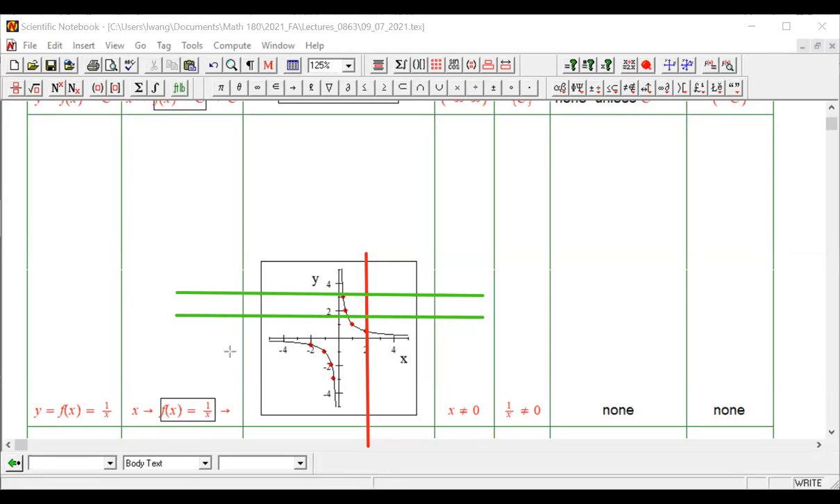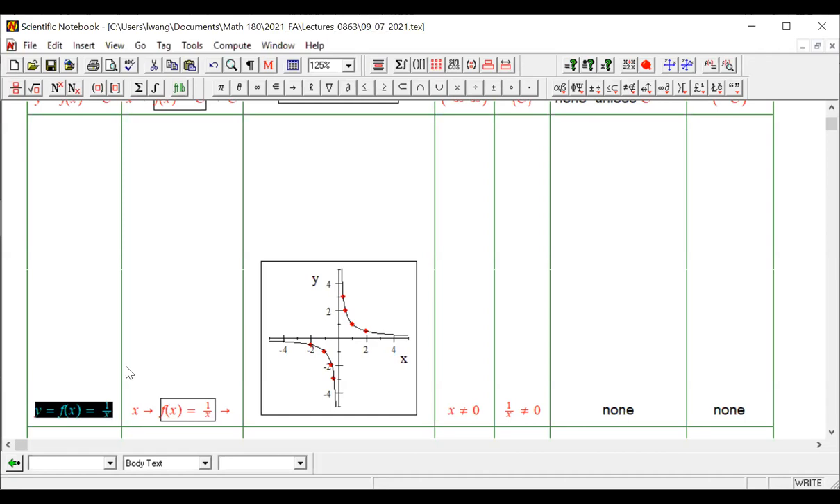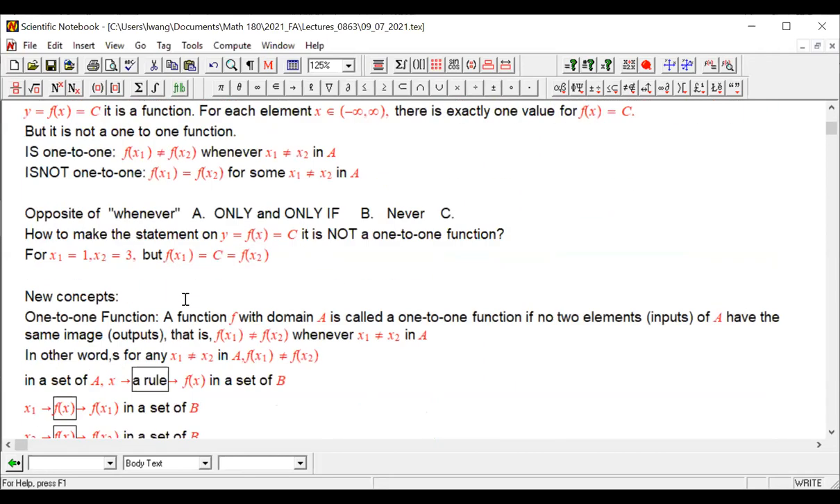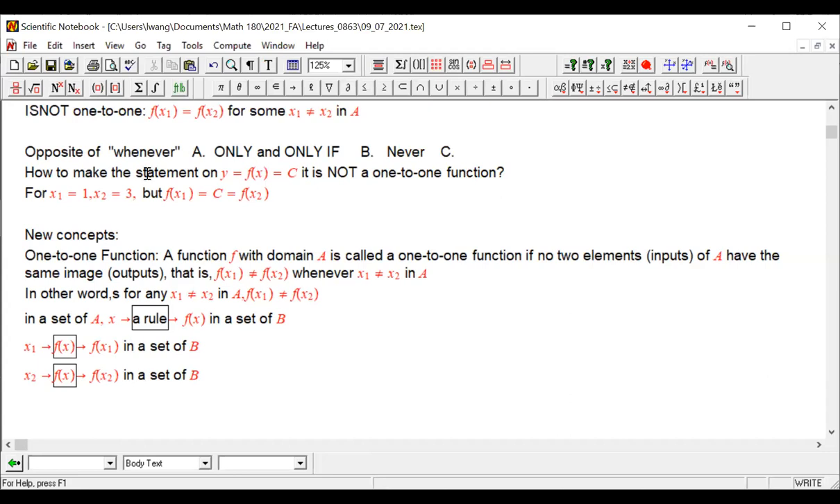But how do I say it using words? Okay, we know the graph. You guys learned the graphical method before, but now to prepare you better for your calculus class, you need to be able to use words. All right, so how do I explain this function is a one-to-one function, right? So I'm going to put it here. How do I state that it is a one-to-one function?